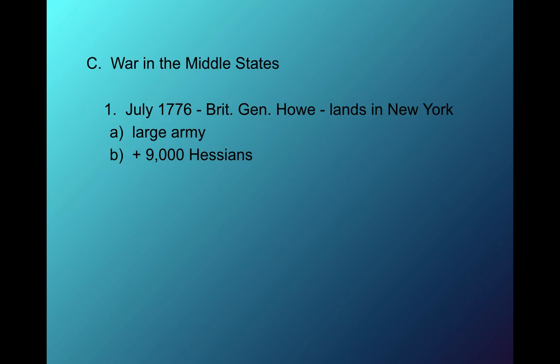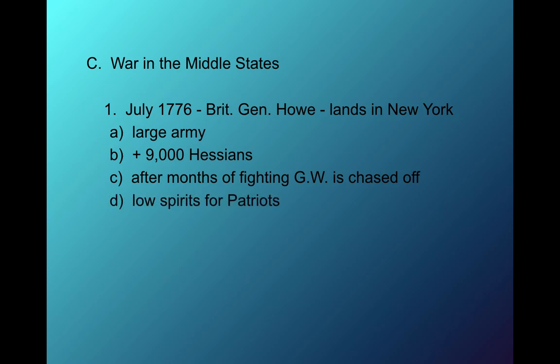So, if we just get kick-started into this in the Middle States in July of 1776, the leader of the British is a man named Howe, General Howe. He lands in New York and he brings with him a large army and 9,000 Hessian mercenaries. After months of fighting, as you saw in the video, George Washington is chased off, and the spirits for the Patriots are extremely low. They're horrified at the idea that they're not going to be able to compete for victory against this powerful British army. So George Washington is going to have to do something.